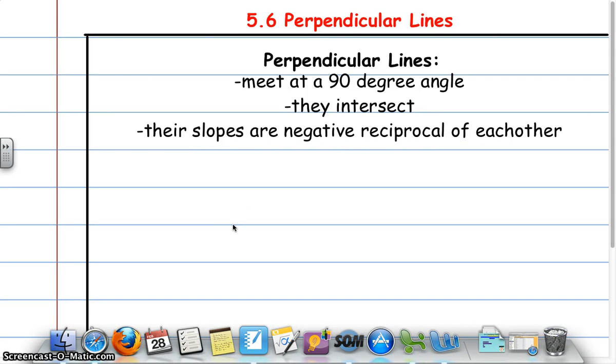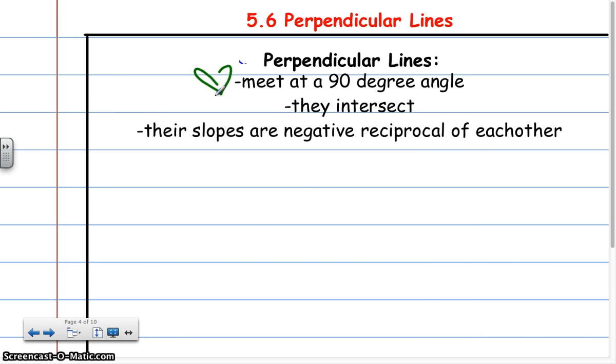Okay, the third part of 5-6 is dealing with perpendicular lines. Yesterday we dealt with parallel lines. Parallel lines mean we have the same slope. Perpendicular lines also have a unique relationship. Some of the properties we need to remind ourselves of with perpendicular lines: perpendicular lines meet at a 90-degree angle. So lines are perpendicular if they meet at a 90-degree angle, okay?